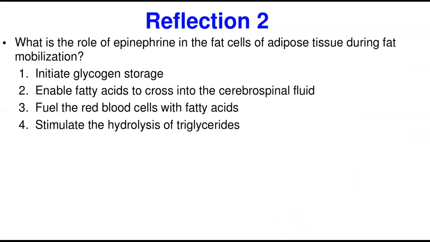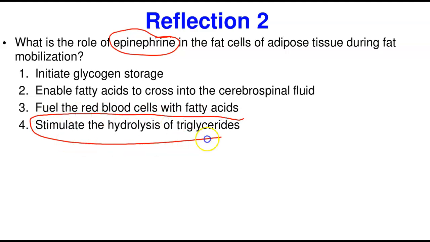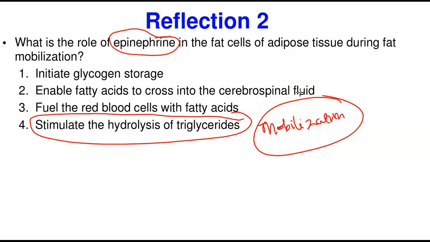Alright, so in reflection, it says, what is the role of epinephrine in the fat cells of adipose tissue during fat mobilization? The main role is to stimulate the hydrolysis of triglyceride in the adipose tissue, or you can say the mobilization. That is exactly what we call the mobilization of fat. The word mobilization is used to differentiate it from what happens in the digestive system by the digestive lipases. The digestive lipases are different from these lipases, which are stimulated by epinephrine, or adrenaline if you don't want to call it epinephrine.